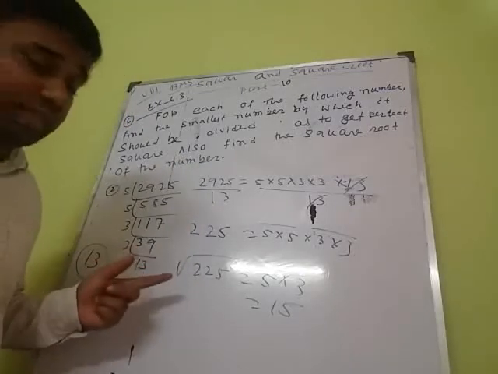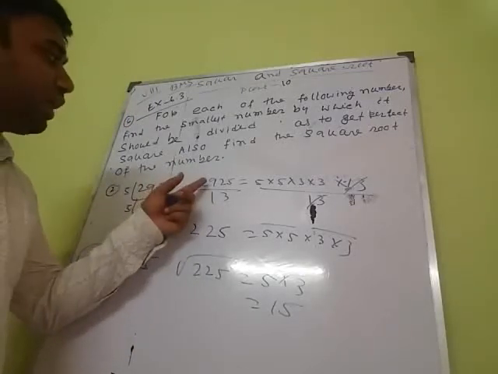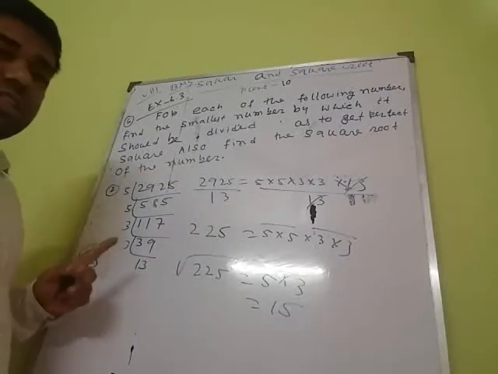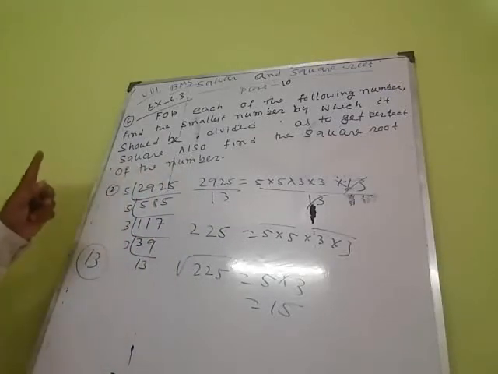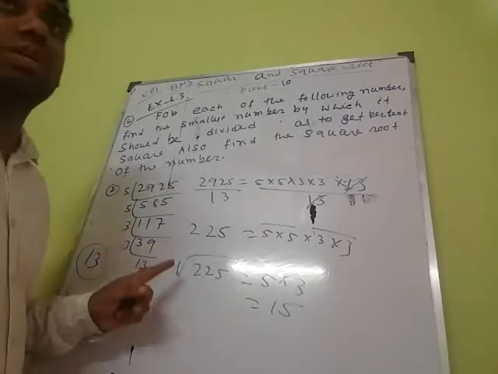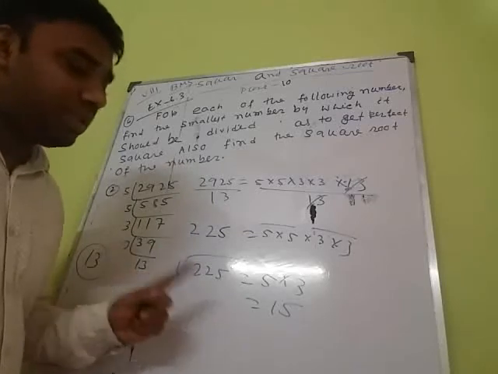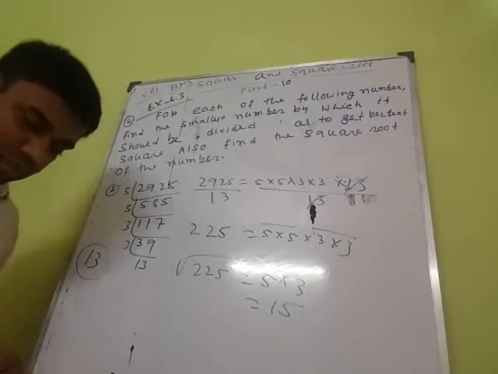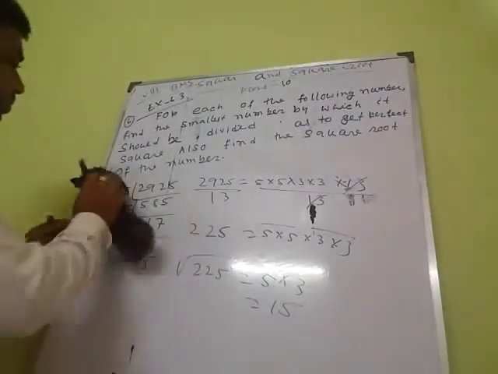So what did we get after dividing 2925 by 13? We got 225. The first answer: the smallest number is 13, by which 2925 should be divided to get a perfect square number. The perfect square number is 225. The square root of 225 is 15.